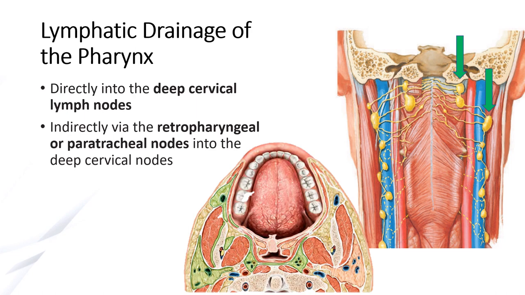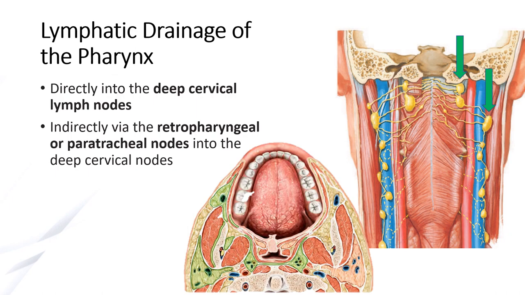The pharynx may either drain directly into the deep cervical lymph nodes, as you can see here, or indirectly via the retropharyngeal or paratracheal nodes, which will eventually go into the deep cervical nodes. In this picture in the middle, you can see that there are green areas. These green areas are potential spaces, but they can become true spaces when they become infiltrated with infection.